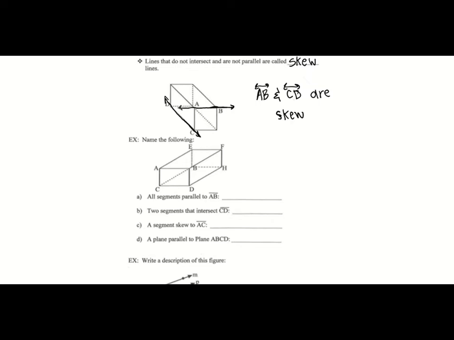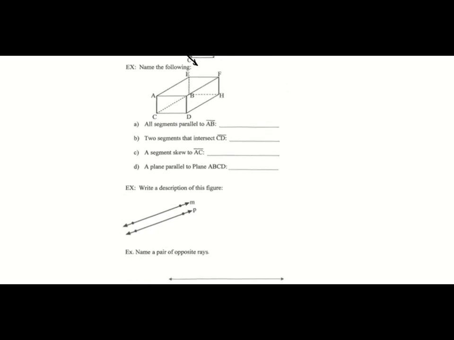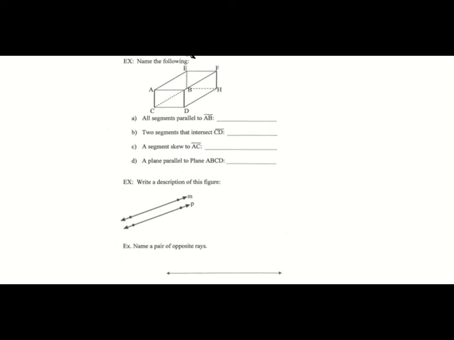Okay, so let's look at another example. It is asking us to name some of the following things we just talked about. Our first one says all the segments parallel to AB. AB is going in this direction, and it's never going to touch AB. So if I look straight down, CD is straight across from it. CD is never going to touch. So CD is one example.